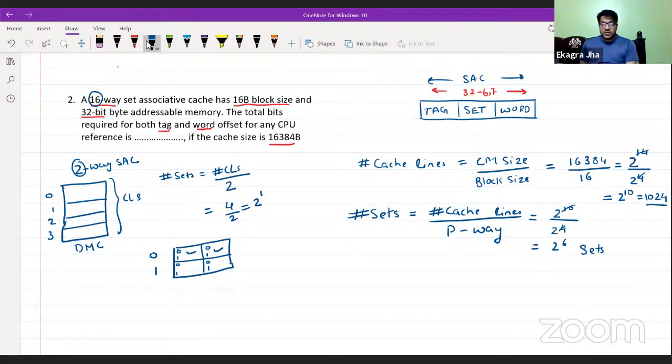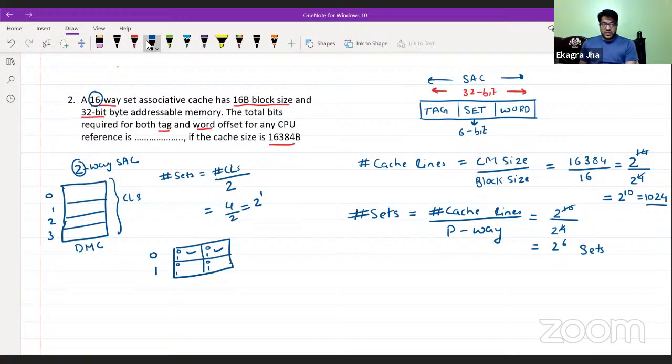Okay, so if 2 to the power 6 sets, the log of this will give you 6-bit representation for sets. Just like we did yesterday, 32 instructions are there, so 2 to the power 5 is the number of bit representation in the opcode. Similarly, if 2 to the power 6 sets are here, 6 is the number of bit representation for set.